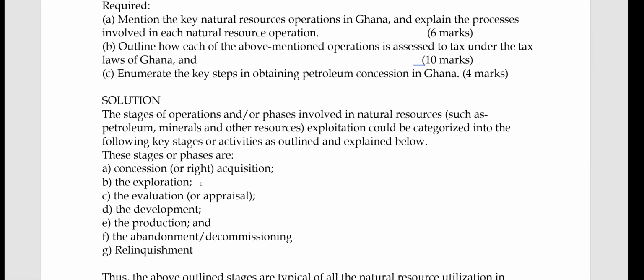But government doesn't contribute towards exploration. Evaluation is treated the same way. Development is treated the same way. But production costs are expenses. They are expensed for the period, right? Treated as allowable deductions. Abandonment or decommissioning costs only become income if there's a surplus in the fund, right? But they're actually exempt from tax, meaning that if they are inadequate, they are treated as allowable deductions. And relinquishment mostly has no treatment because you are just giving the land back to the government.